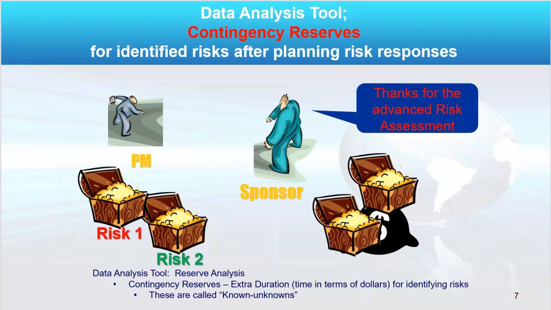Because the project manager identified the risk and did the planning, they reported it to the sponsor who owns the budget, and the sponsor says, great, good job. I will give you some money to set aside for a red risk, which would be a threat, or a green risk, which would be an opportunity.